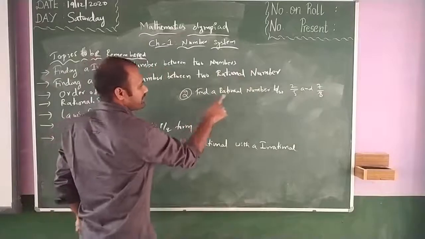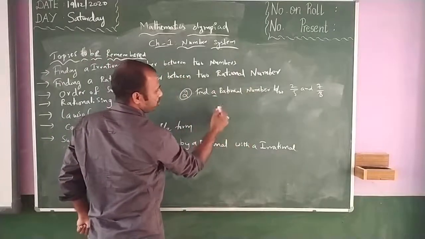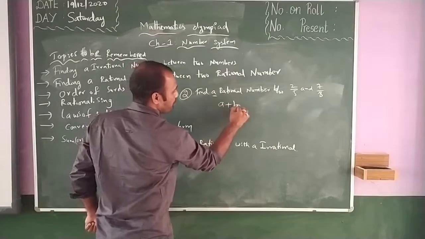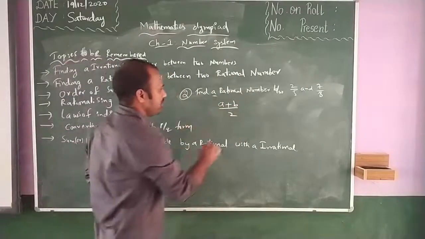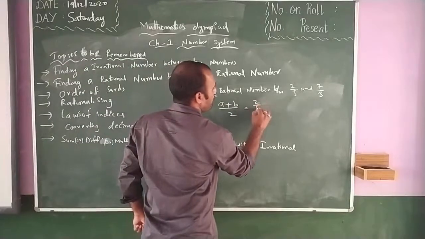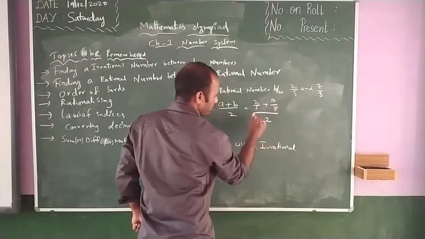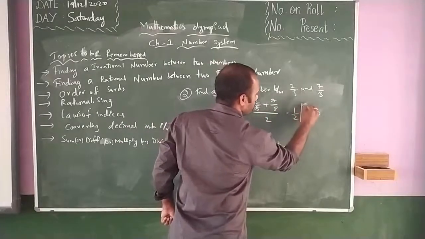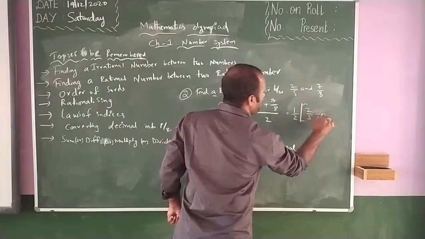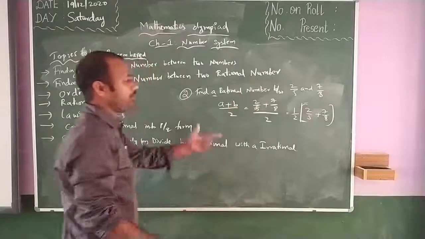So if it is asking us to find one rational number between these two numbers, it will be a plus b by 2. Whatever the given numbers are, we have to take the average of the two numbers. So that is 2 by 5 plus 7 by 8 divided by 2. This can be written as 1 by 2 into 2 by 5 plus 7 by 8. Further we can simplify.